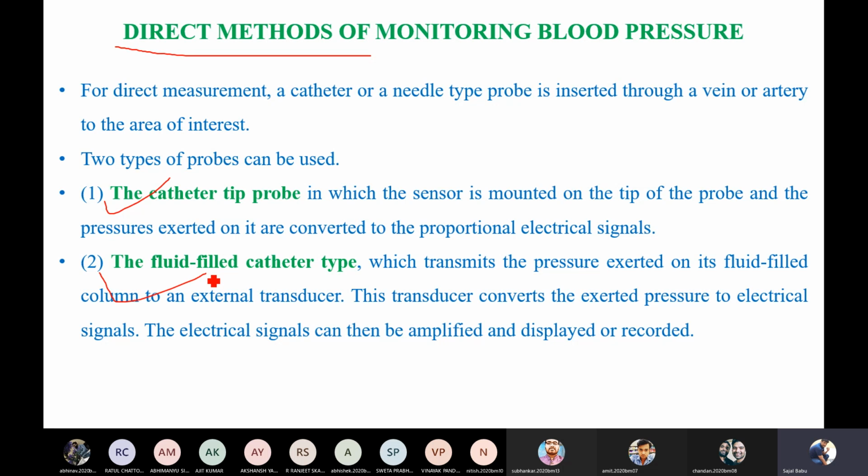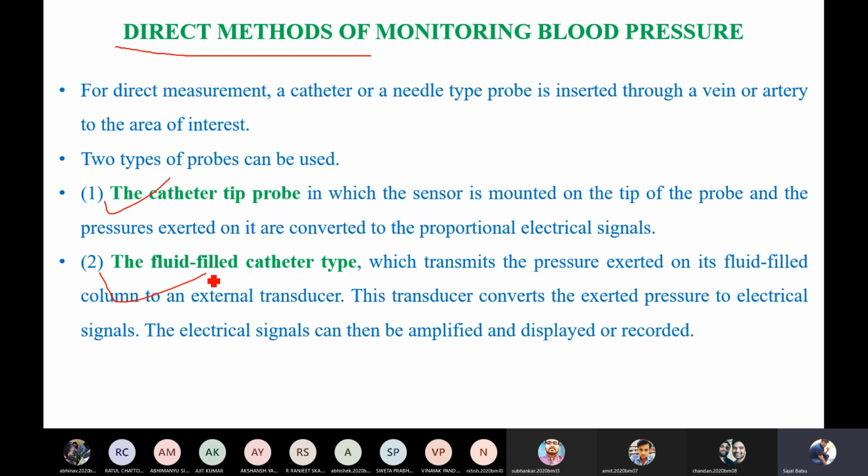Other things will be common: puncture a vessel, insert the probe inside it and then see the blood pressure reading. So you have to know the different types of probe you are going to have. The first type is the catheter tip probe and the second type is the fluid filled catheter type. Let us see what happens in the catheter tip probe. In the catheter tip probe, you are going to have a sensor at the tip of the probe.